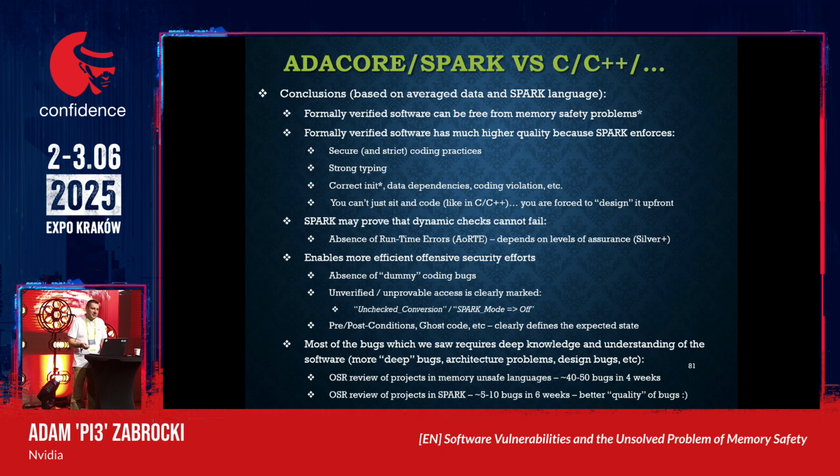But as you can imagine, developers might not like it, because it gives them a much harder time to develop any software, and it also takes more time. And also, generally speaking, when we spent 4 weeks reviewing memory unsafe languages, we found between 40 to 50 bugs. And when we spent about 6 weeks on the Spark code, we found between 5 to 10 bugs. So it's a completely different scale.